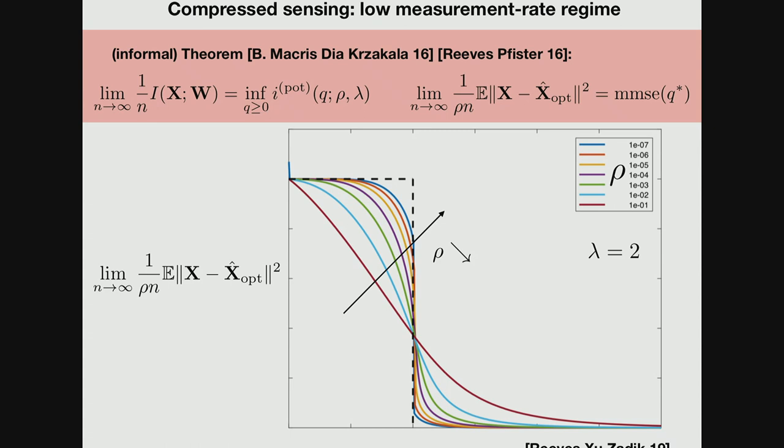Sorry? The x-axis would be the signal-to-noise ratio. In this case, the measurement rate, the number of data you have access to, rescaled by the phase transition point. So at one, it means that you are exactly at the transition. I'm sorry, yes, this is the measurement rate.